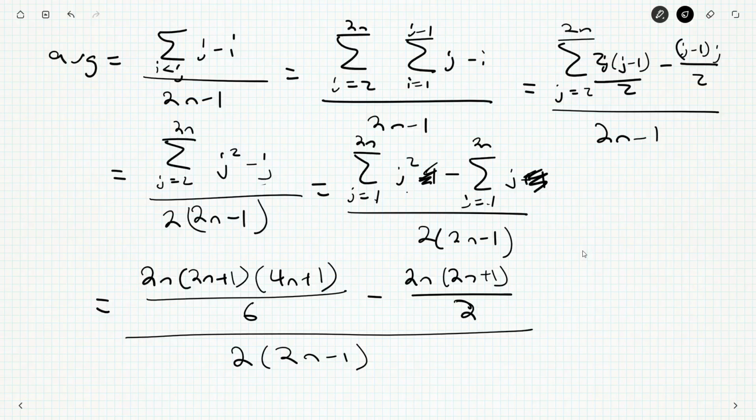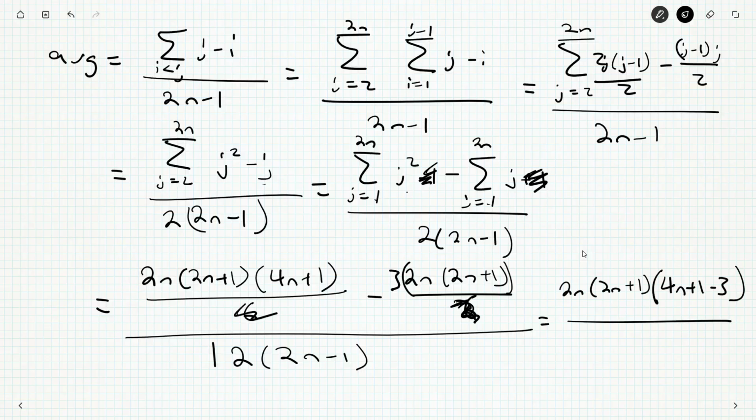Okay, we can multiply by 3 here and put this 6, and now both 6's can go down to the bottom with this 2 and become 12. So I get 2n times 2n plus 1, and then 4n plus 1 minus 3, all over 12, 2n minus 1. But this is really just minus 2, and then this is really just 2 times 2n minus 1.